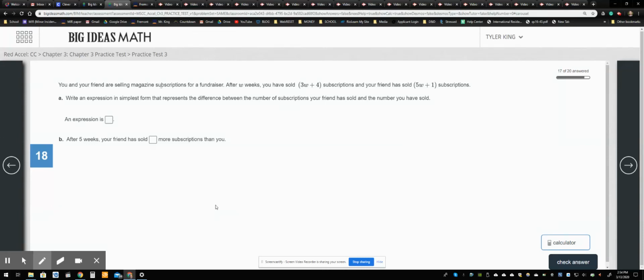Okay, you and your friend are selling magazine subscriptions at a fundraiser. After W weeks, you have sold 3W plus 4 subscriptions, and your friend has sold 5W plus 1 subscriptions. Write an expression in simplest form that represents the difference between the number of subscriptions your friend has sold and the number you have sold.